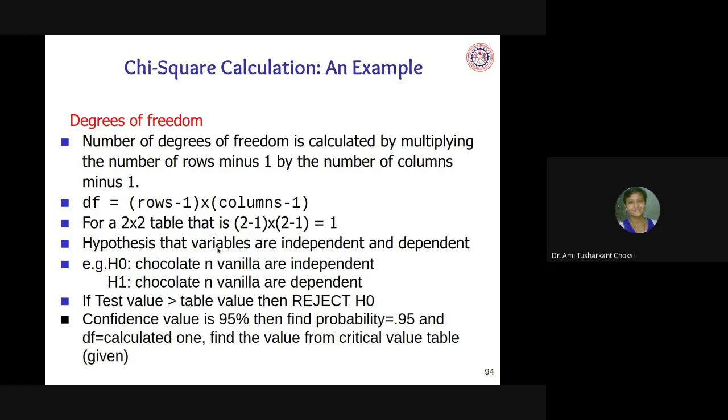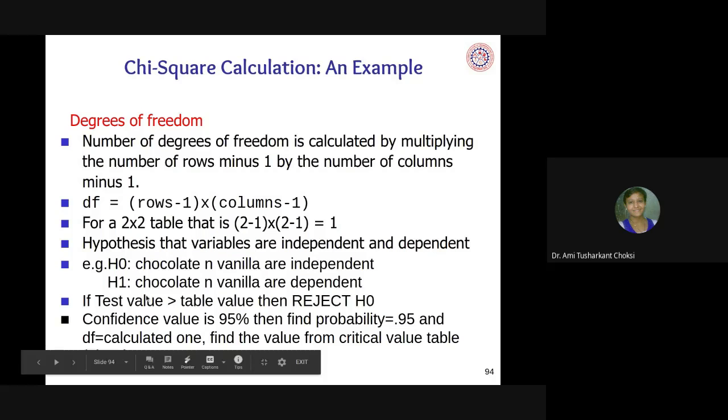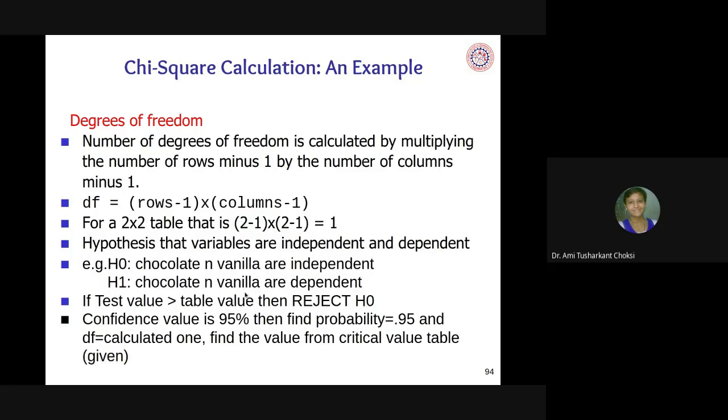Hypothesis that variables are independent and dependent, right? So what do we say is H0? The null hypothesis always says that whatever two variables we are trying to find, they are independent, and H1 is the other hypothesis which says that the two variables are dependent.